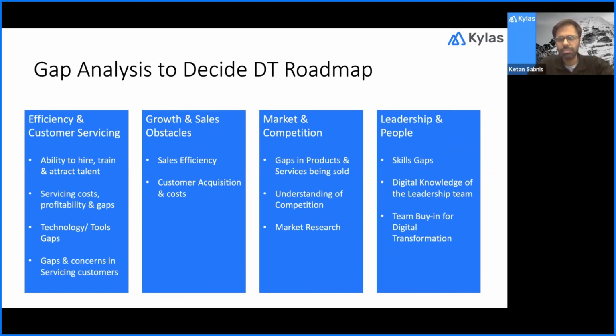So gap analysis in terms of products and services being sold by your competition, understanding your competition, how are they positioning, what are their channels of sales, what are their channels of advertising, again something that you should consider. And probably if you have done your market research, that's well and good, but any gaps that you find in your market research, or if you have not done it over a longer period of time, do primary and secondary research again. That's something that you should have handy before you start with your digital transformation planning.